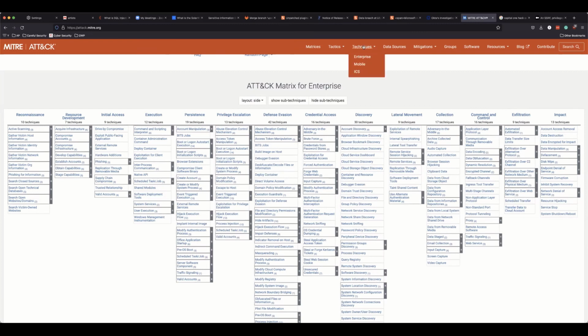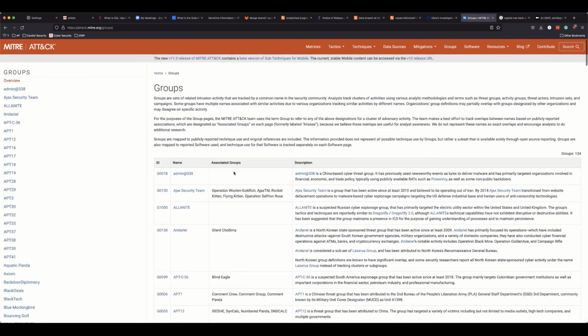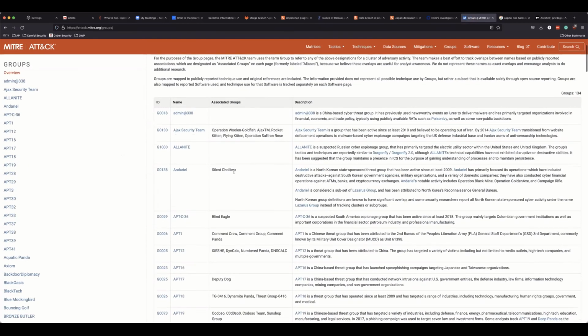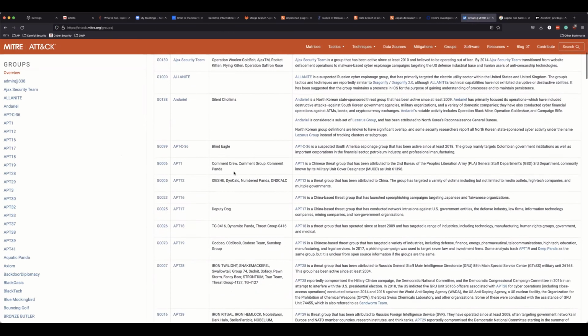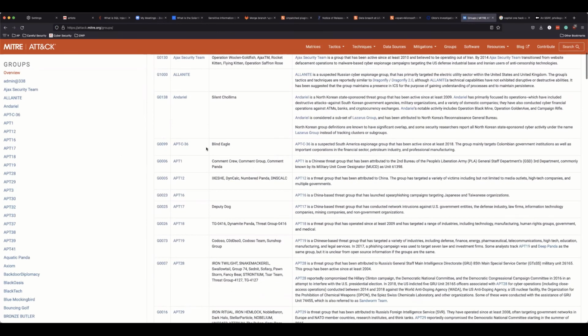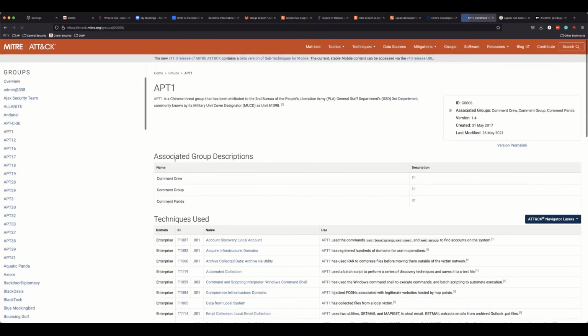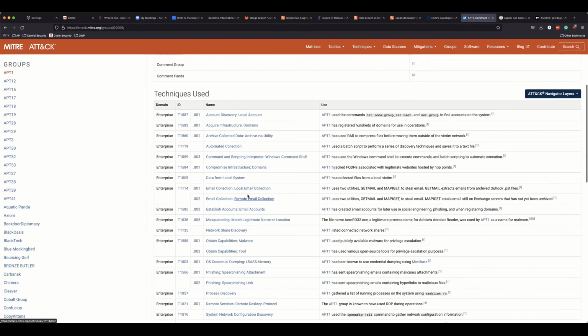So these are some of the groups, these are all the hacker groups. So if you look at, these are their names. This is APT1, Chinese threat group. Okay, let's see what kind of tactics they involve. These are the techniques they use. They first discover a local account and so on and so forth.